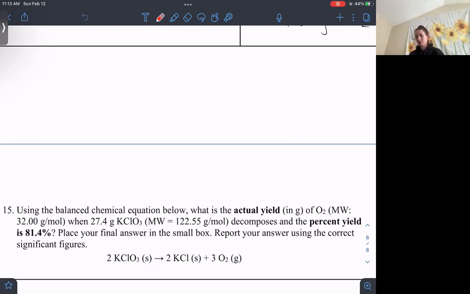Whenever I'm taking an exam or following a question, I always like to write down what the formula is that I'm going to use for it. So for this one, I would say percent yield is going to be equal to your actual over your theoretical. And we know our percent yield. We don't know our actual. And then the theoretical we can find given our question.